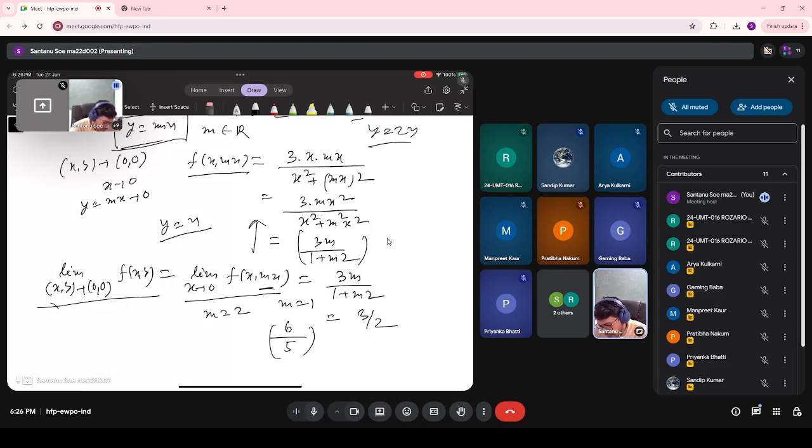So that means the limit is depending on various values of m. If you change the values of m, the limit will be getting different values. So that means the limit is not equal in this case, so we can say that the limit does not exist.